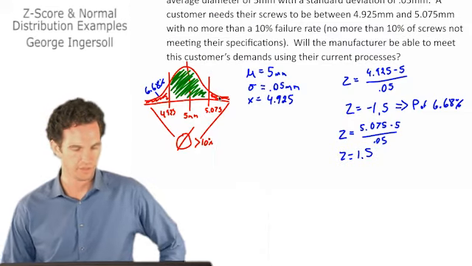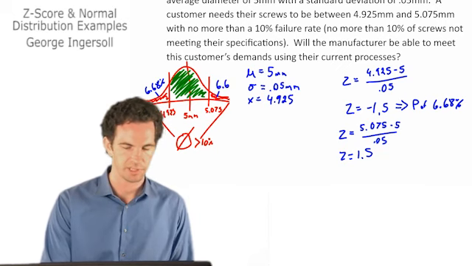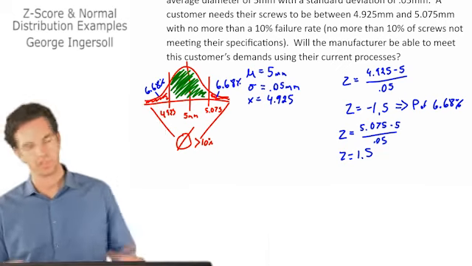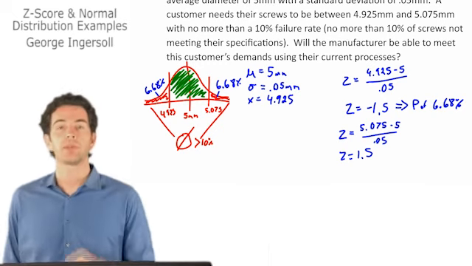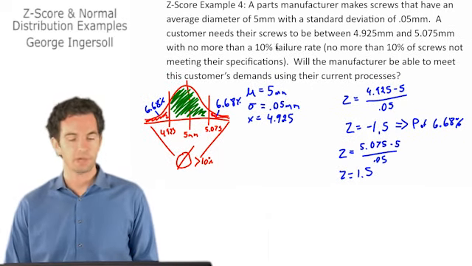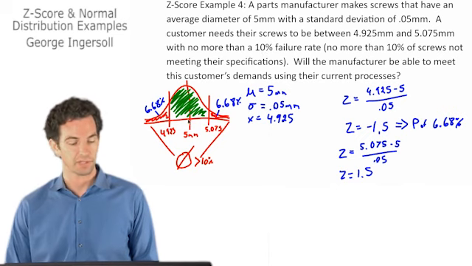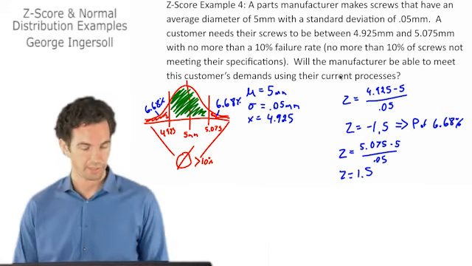So this value over here is 6.68%. Add those two together, 6.68% plus 6.68%, also known as 6.68% times 2, is going to be something, but it's bigger than 10%. So are we going to have a greater than 10% failure rate? Yeah, we are. More than 10% of our screws are going to fall outside this range. Therefore, can we meet the customer's demands using our current processes, the way we manufacture screws? No, we cannot. We cannot meet that customer's demands.